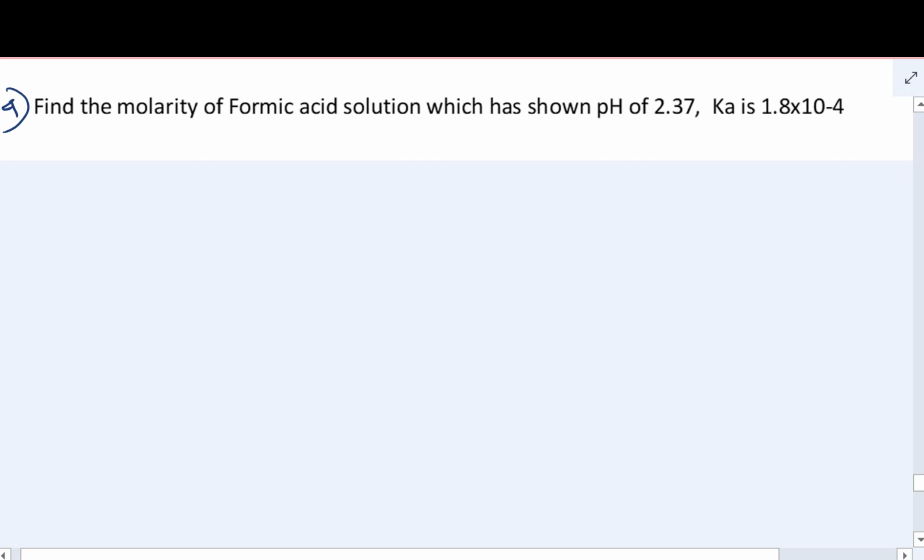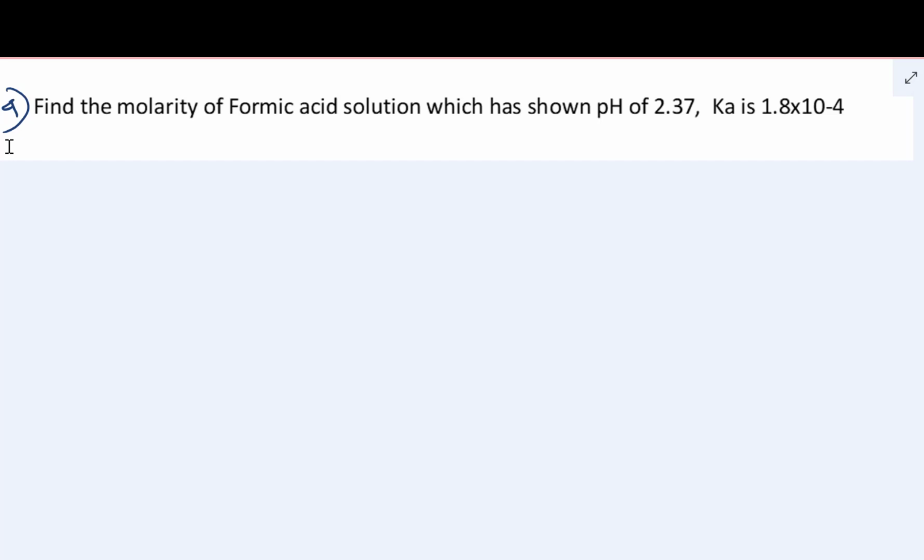Yeah, so I changed the question numbers. There's quite a bit of questions, so I have to drop some. Let's see. Find the molarity of a formic acid solution, which has a pH of 2.37, and the Ka is given, right? So this is how we want to do it. Actually, most of these questions you want to do this way, the way I'm going to show now. Try that and see whether it works for you, right?